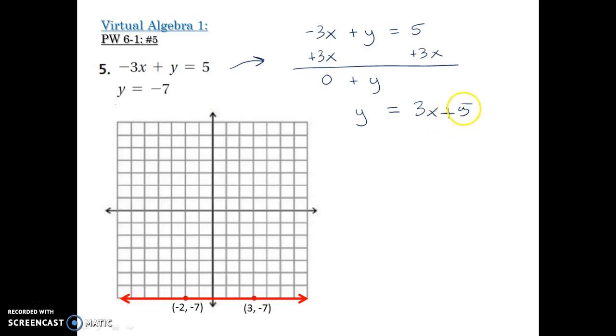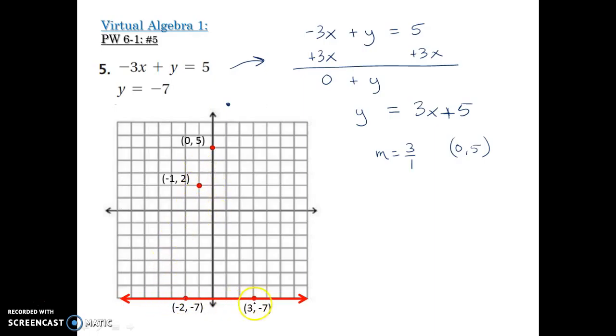So my y-intercept is at 0, 5. And my slope is 3, or 3 over 1, which means from my y-intercept over 0, up 1, 2, 3, 4, 5, I'm going to go up 3 and to the right 1. Uh-oh, I'm off the graph. Well, up 3 and to the right 1 is the same as down 3 and to the left 1. So that point is negative 1, 2.